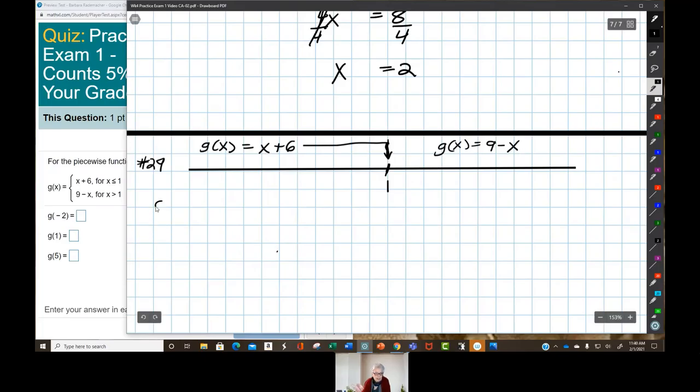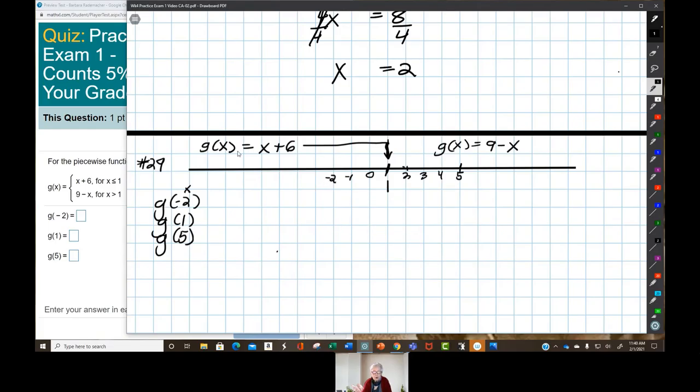Now, you're being asked to find g of negative 2, and what g is at 1, and what g equals at the number 5. All of these are x numbers on the x-axis. So negative 2 is going to be down here. We could go 0, negative 1, negative 2. So here at negative 2, and here at 1, and here at 5. 2, 3, 4, 5. So right there.